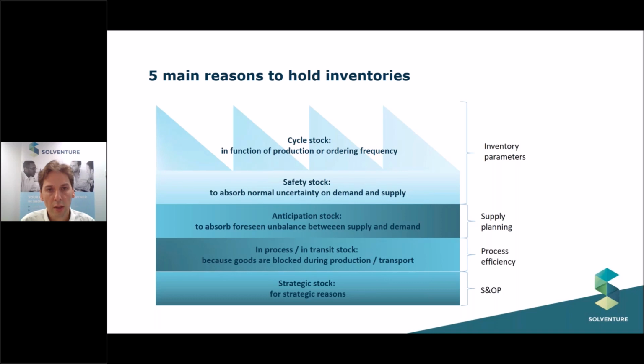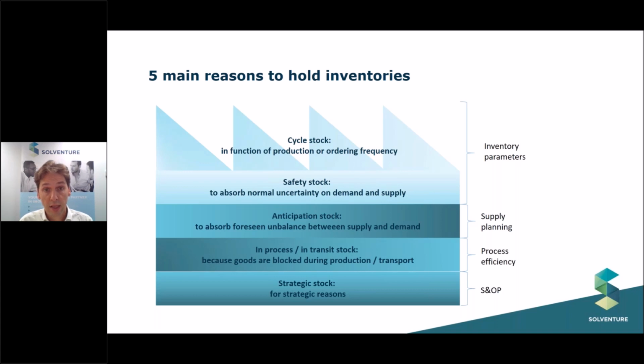The first one on top is cycle stock. And cycle stock is a result of your production or ordering frequency. If I produce only once per month, then by default, on average, I already have 2 weeks of inventory. If I produce once a week, that will result in, on average, half a week of inventory. That is basically the cycle stock.